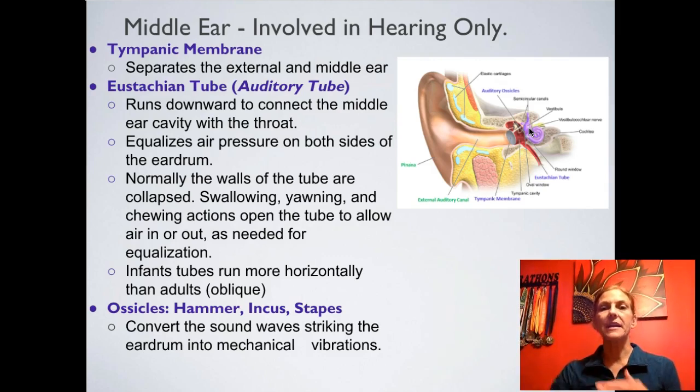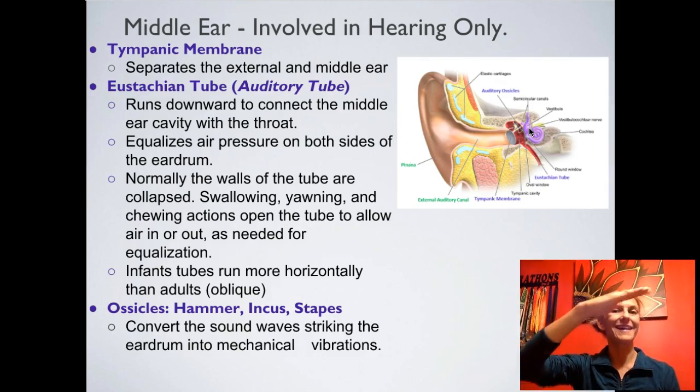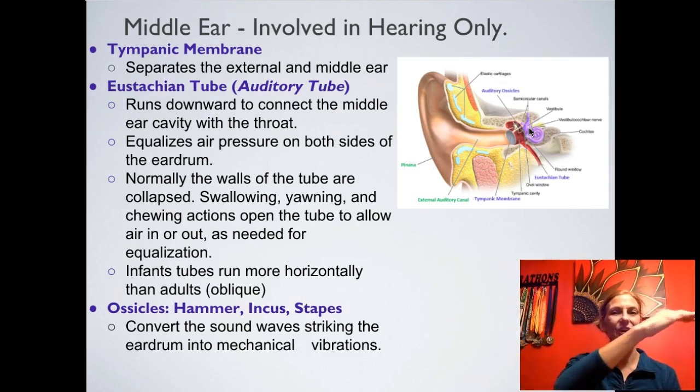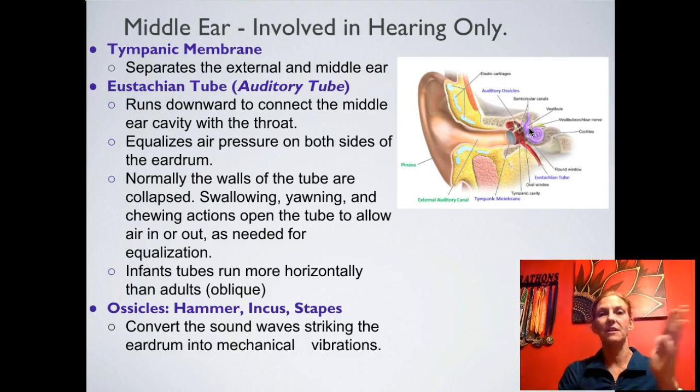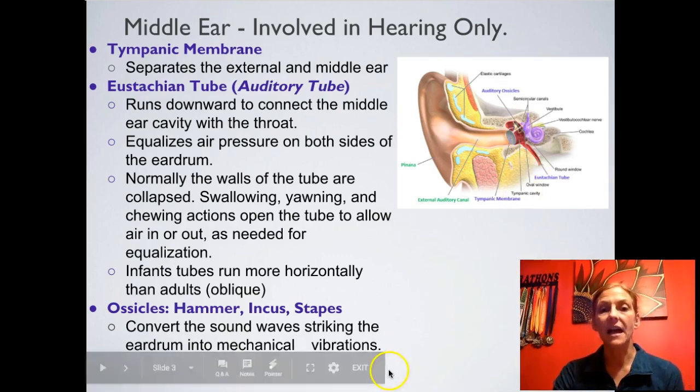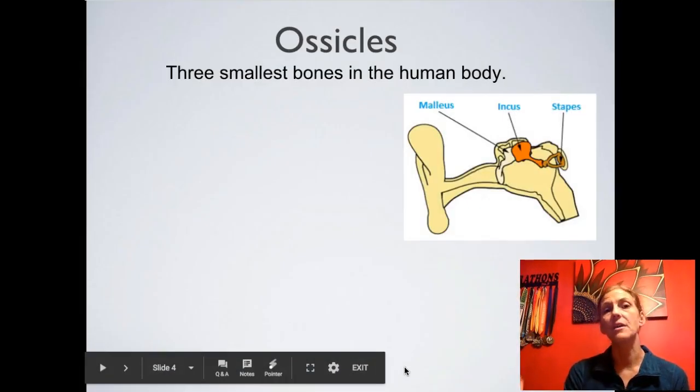So their job is to change sound waves into mechanical vibrations. When sound waves enter your pinna and into your external auditory canal, they hit the tympanic membrane, which starts to bounce, which hits the hammer, which starts to bounce, which hits the anvil, which starts to bounce, which hits the stirrup, which starts to bounce. So it's all about converting these sound waves into mechanical vibrations that will then go on into the inner ear.